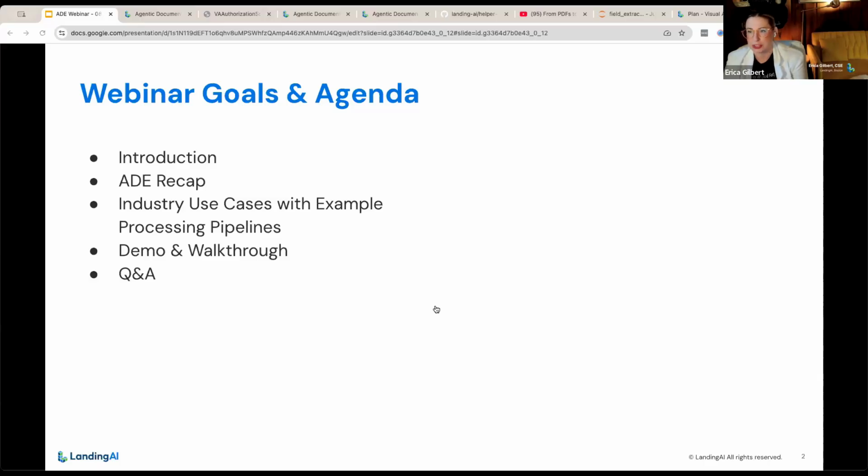Then we'll do a demonstration in our Agentic Document Extraction, or otherwise known as ADE, Visual Playground, and then use a Jupyter Notebook to process a set of data and ultimately output it into a spreadsheet. So you'll see sort of a full pipeline, though in this case, not like enterprise grade. And then, of course, wrap with a Q&A.